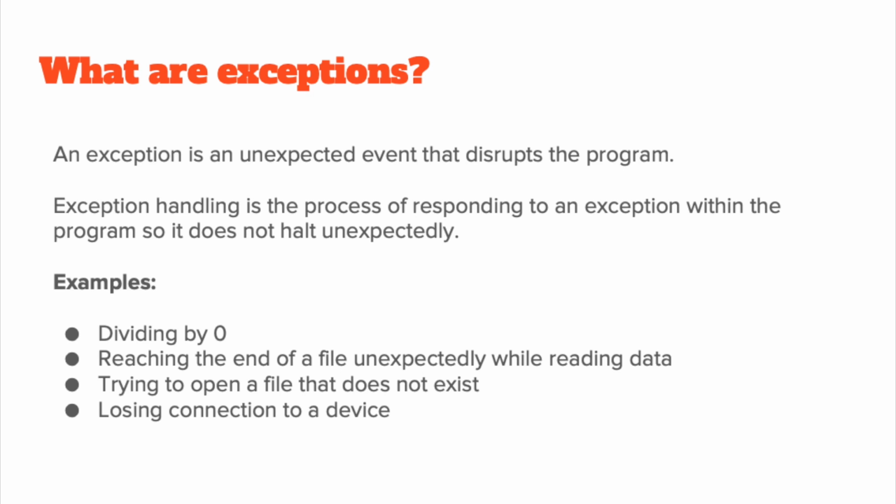So what are exceptions? An exception is an unexpected event that disrupts the program. For example, reaching the end of the file before you expect it to. Exception handling is the process of responding to an exception within the program so it does not halt or stop unexpectedly. Examples are dividing by zero, reaching the end of a file unexpectedly when you're reading data, trying to open a file that does not exist, or losing connection to a device. For example, somebody pulls a USB out of your computer while you're writing to it.